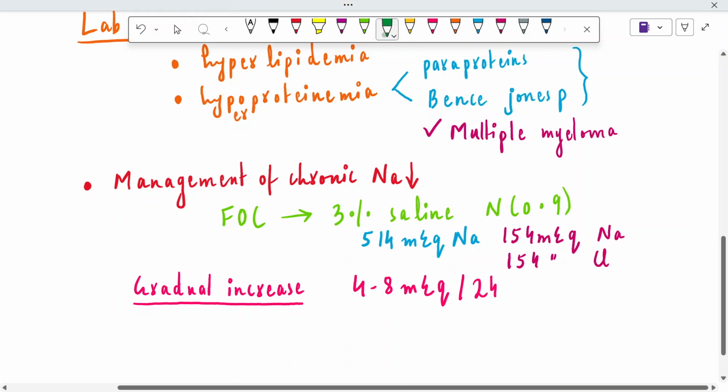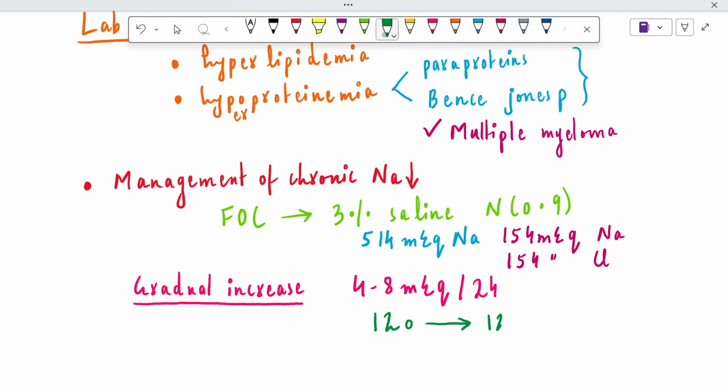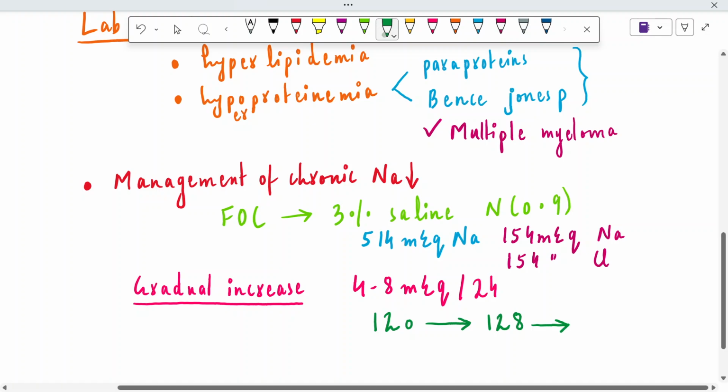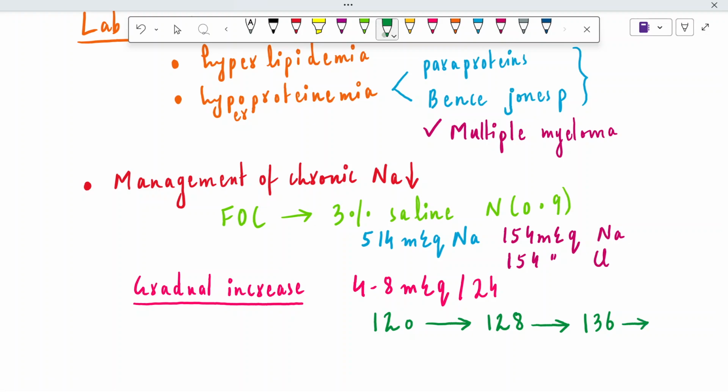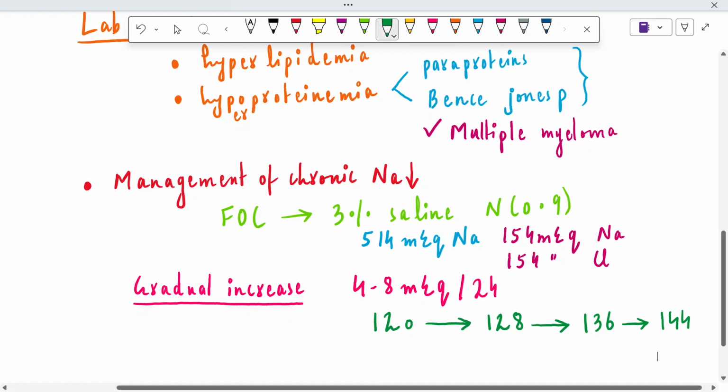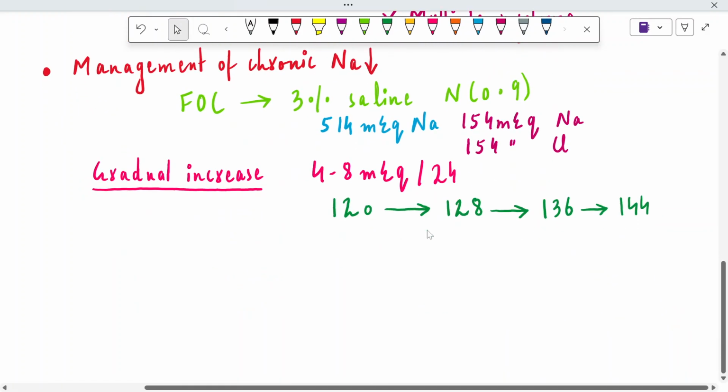What does it mean? It means that, for example, if a patient has a laboratory value of sodium 120, then in the next 24 hours we should only increase by 8. It's 128. And in the next 24 hours it should only be increased by 8, 136, and then on the third or fourth day it returns to the normal value, that is 144, because the sodium value normally is from 135 to 145 milliequivalents, right? We should have a gradual increase in the sodium values of a patient.